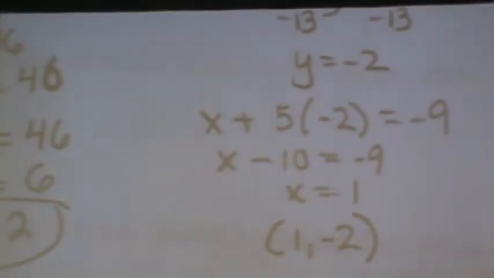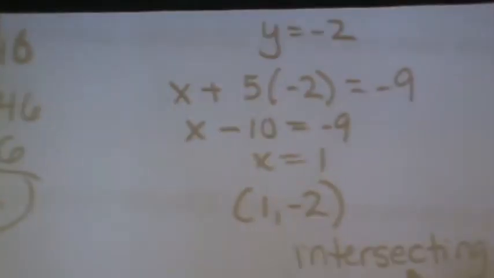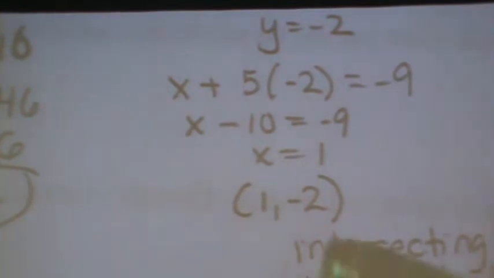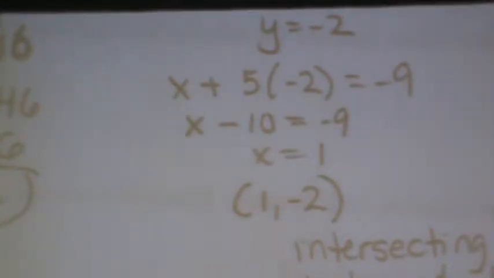So let's describe this: these are also intersecting lines. Are the lines independent or dependent? Independent. And it's a consistent system. Consistent.